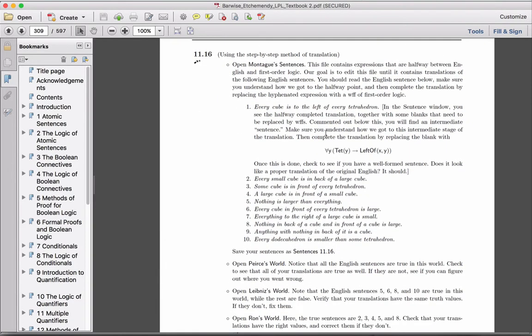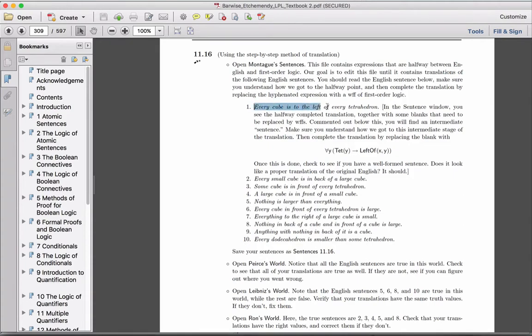We are being asked to complete the translation using the provided step-by-step method. Some of us really like this because it helps us to see the parts of the sentence in such a way that the whole then makes sense. Some of us don't particularly like it, and that's often because the form of the sentence is such that the quantifiers are not together at the front. In other words, they're not in prenex form. One of them is nested.